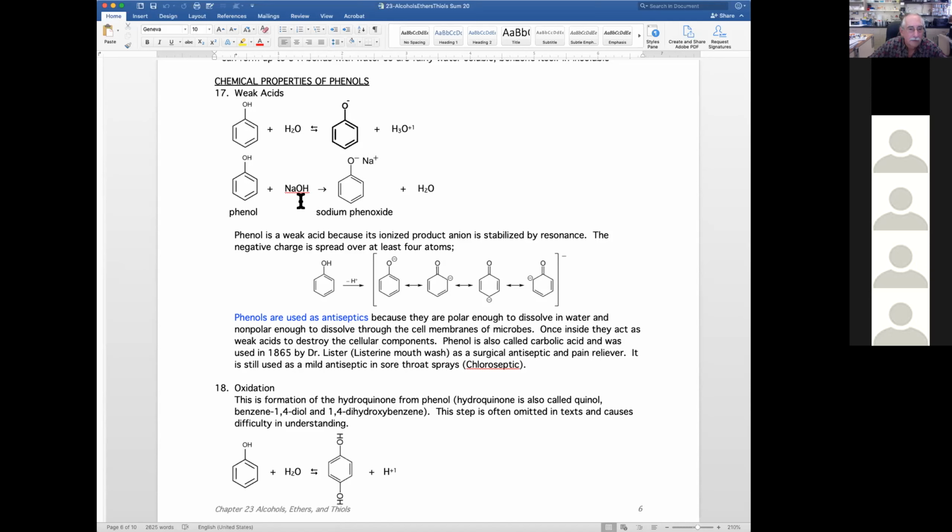If I put phenol in with a strong base, I will make it go all the way to completion. Okay. And notice that this is called a phenoxide ion. Well, here's the reason why phenol is a weak acid. It's not necessarily because it wants to get rid of that hydrogen so badly. It's because what happens when it does get rid of that hydrogen? So here is the phenoxide ion, right? What we drew up here. But look what it can do.